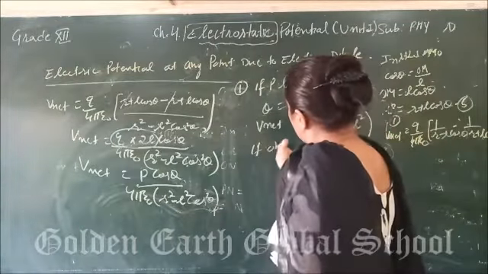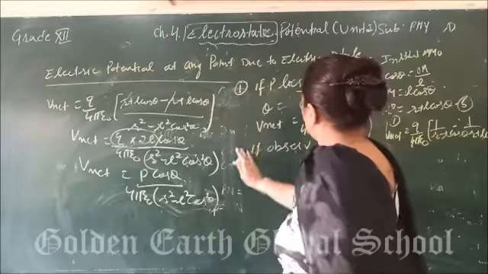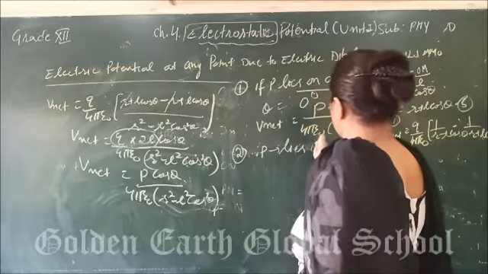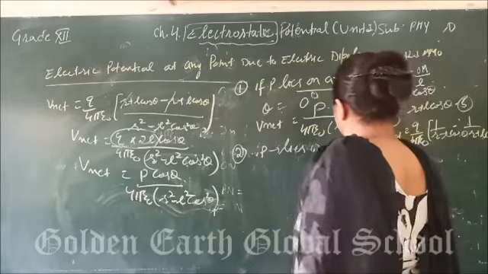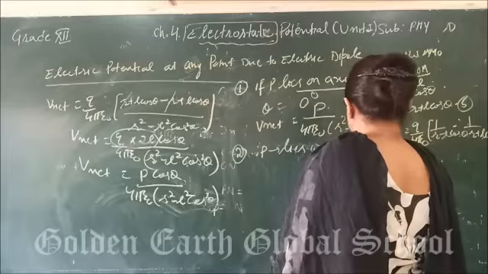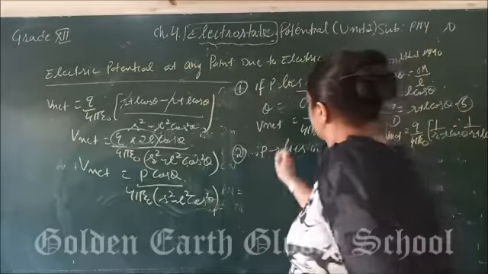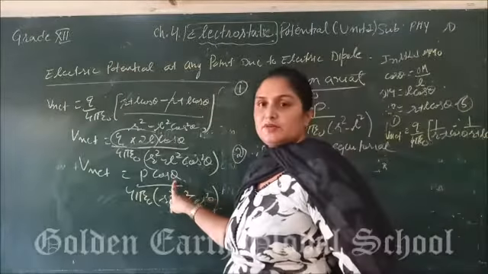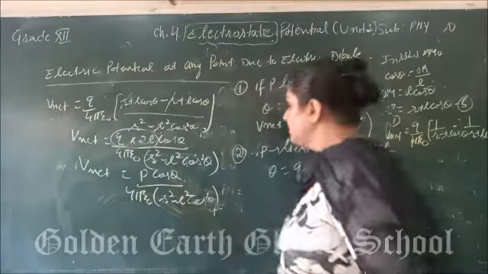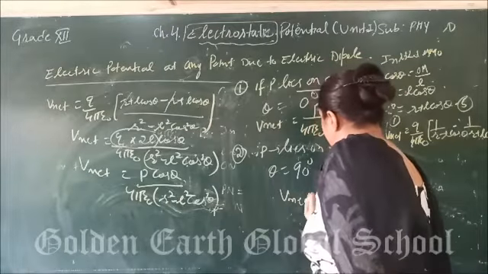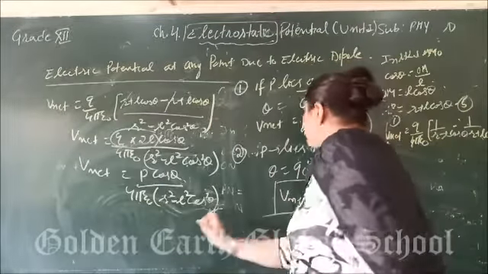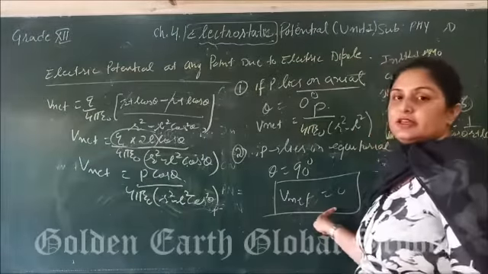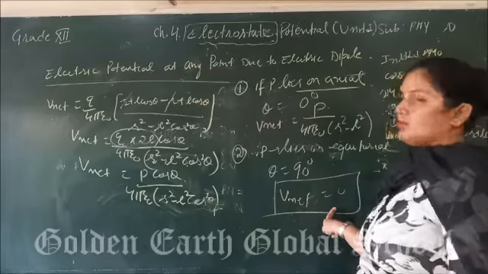The second case is the point P lies on the equatorial line. In that case theta will be equal to 90 degree. If we put the value of theta as 90, cos 90 will be 0, so V net will be equal to 0. So when the point of observation lies on the equatorial line, the electrostatic potential will be 0.